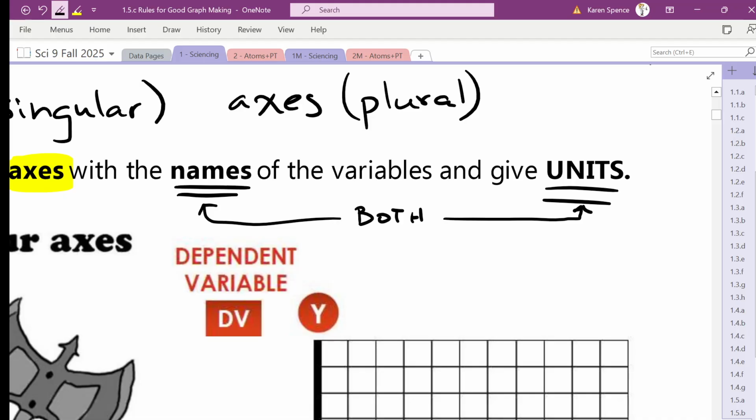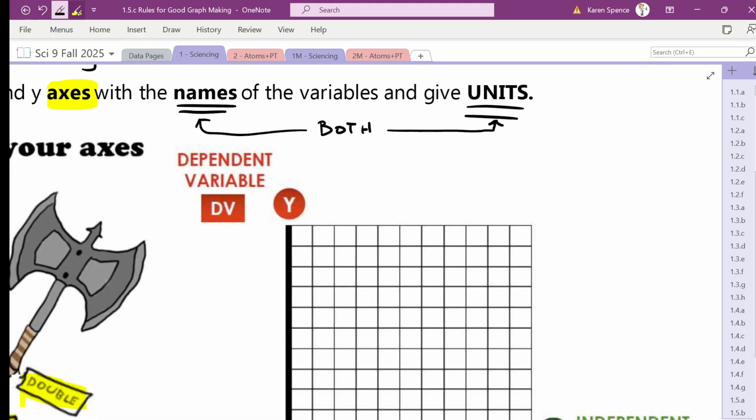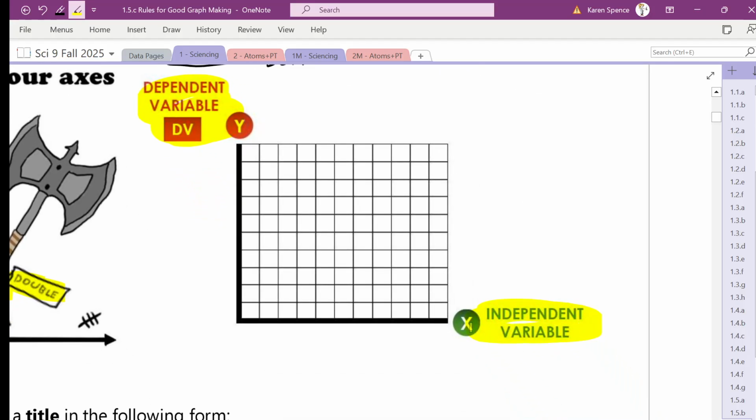So remember, the dependent variable goes on y. We've got that right here. And the independent variable goes on the x. And in our little dog running experiment, what was the independent variable?